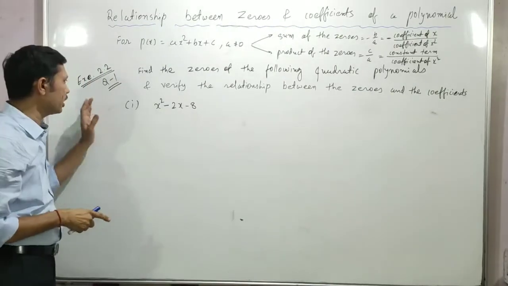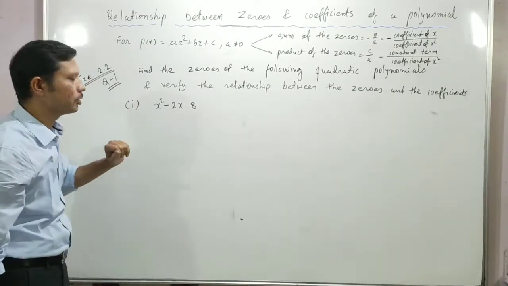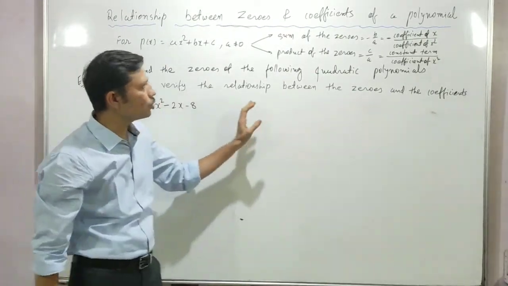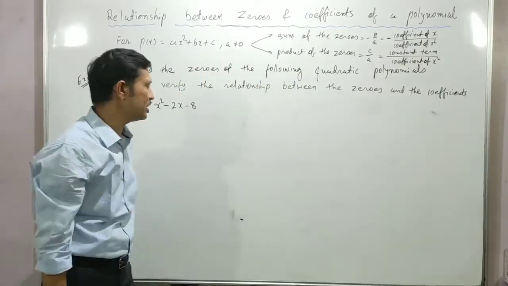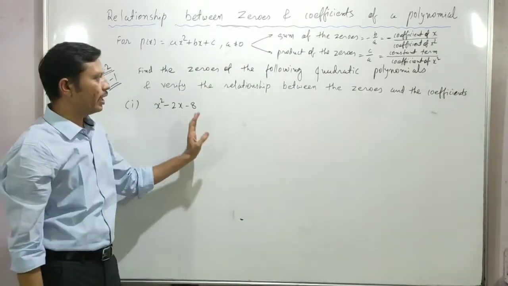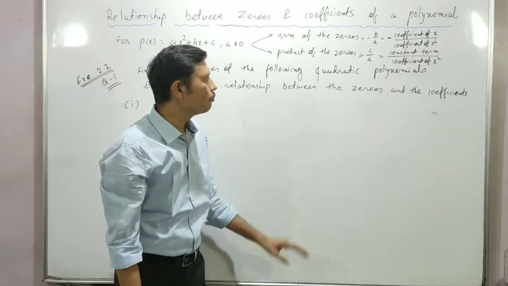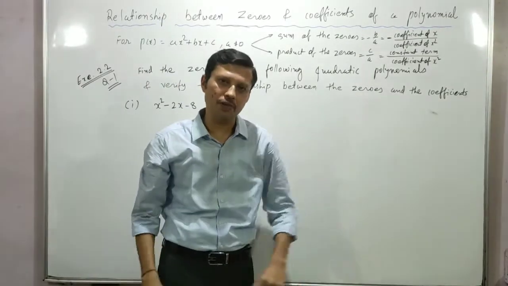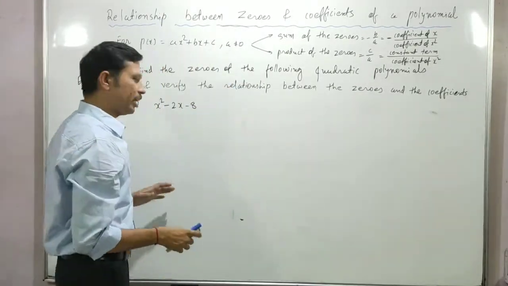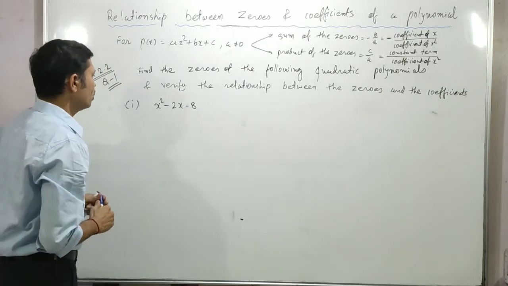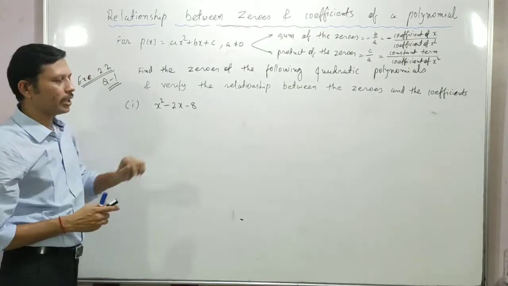Now, in our NCERT textbook, we can solve question number 1, Exercise 2.2. What is the question? Find the zeros of the following quadratic polynomials and verify the relationship between the zeros and the coefficients. We are taking a few examples of that.